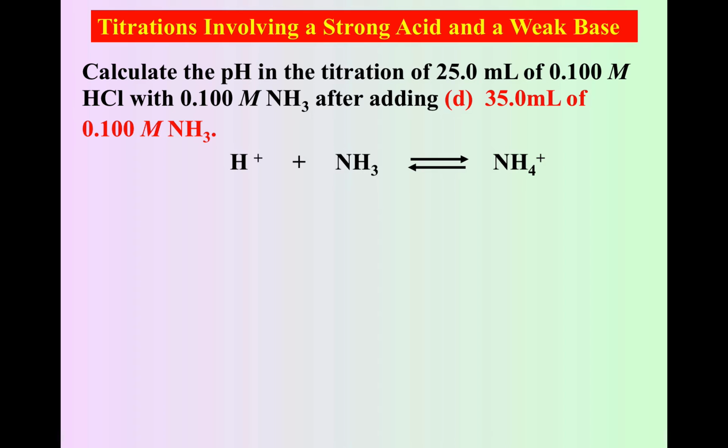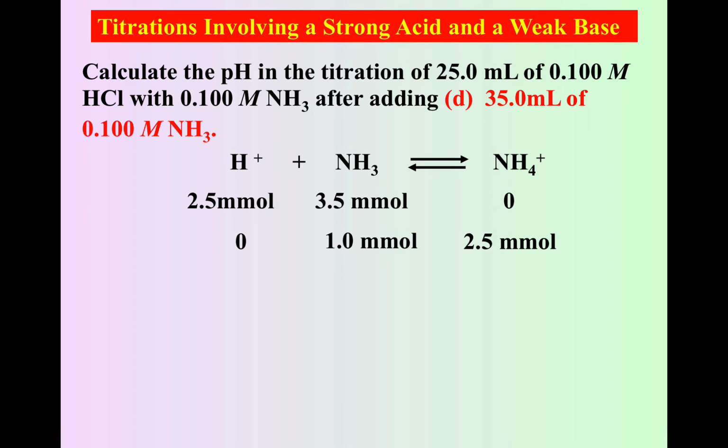I go past the equivalence point. So I add 35 milliliters of the 0.1 molar ammonia. I burn up all the hydrochloric acid in there. I've got leftover ammonia. And for every 2.5 millimoles of hydrochloric acid burned up, I'm making 2.5 millimoles of ammonium ion. So I've got a buffer at this point. I've got ammonia and its conjugate acid.